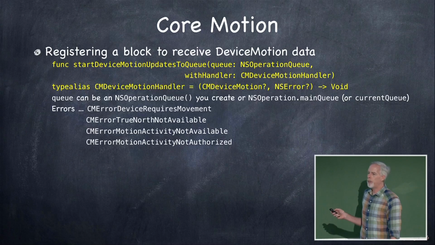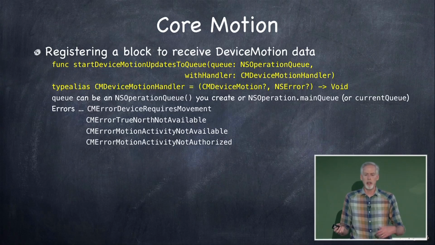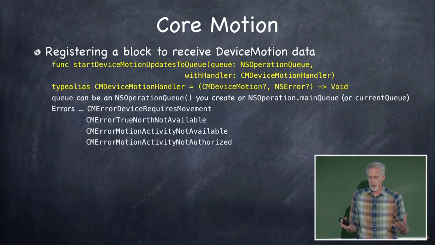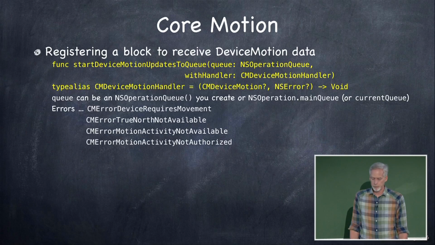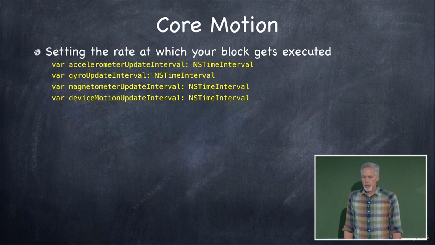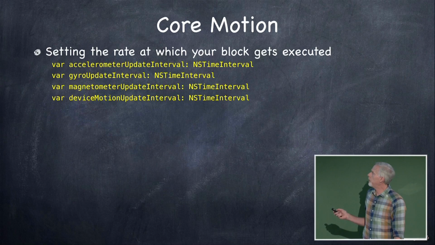Just to talk a little bit about the errors, you're of course going to want to look in the documentation, but some of the errors you can get are that it can't find true north, maybe too much interference, or maybe this activity is not authorized. Maybe you're not authorized to actually measure the device's motion. That could be too. So you do want to check for these errors to make sure you're actually getting good data.